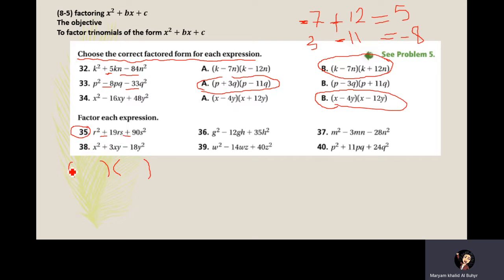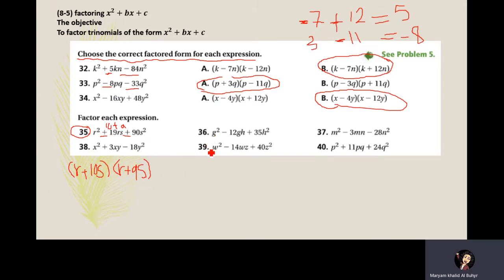I have two variables. My first variable, I will put it here. My second variable, s, I will put it here. Then between them, since I have 10 plus 9, here is 10 multiplied by 9. So that is plus 10, that is plus 9. That's it. I'm done with that.